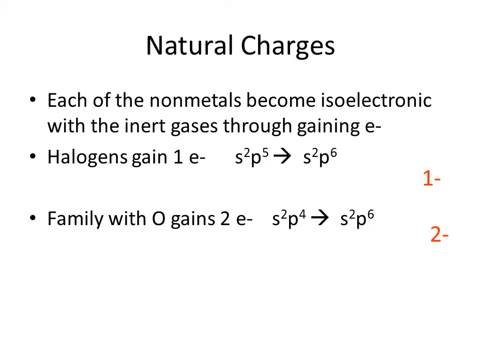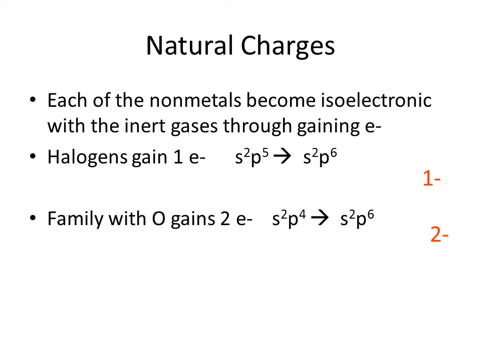The nonmetals have high ionization energy and do not lose electrons. They have high electron affinities, and so they gain electrons. To become isoelectronic with inert gases, they gain the number that will bring them to S2P6. The halogens gain 1 electron so that they will be S2P6, so their natural ionic charge in compounds is 1-. Oxygen has an outer shell of S2P4, and its family gains 2 electrons to go to S2P6. Elements in that family have a natural ionic charge of 2-.